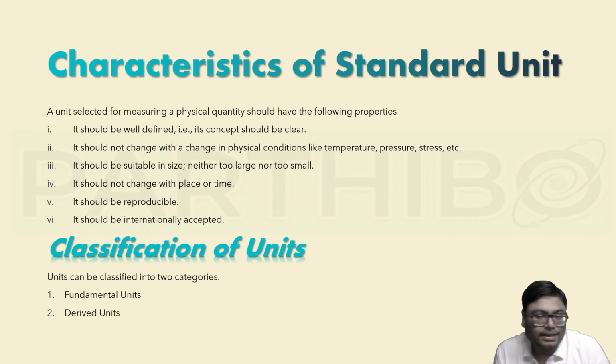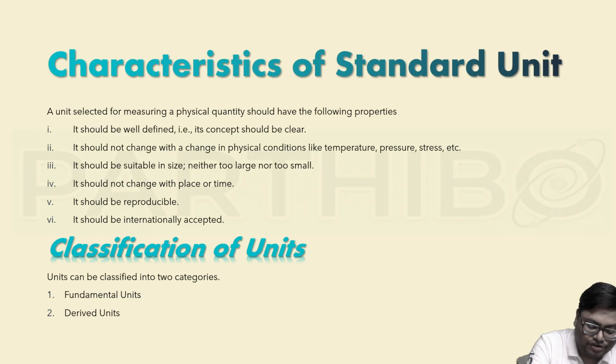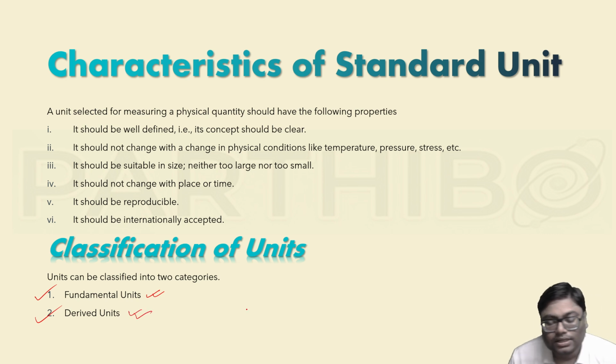Now before we go to the fundamental, we have already learned about fundamental units. If we talk about classification in unit, unit can be divided into two things: one is fundamental unit, another is derived unit. We have already talked about fundamental unit. What is derived unit? Mostly those physical quantities that depend on fundamental physical quantities are known as derived physical quantities, and the units of the derived physical quantity are known as derived units.